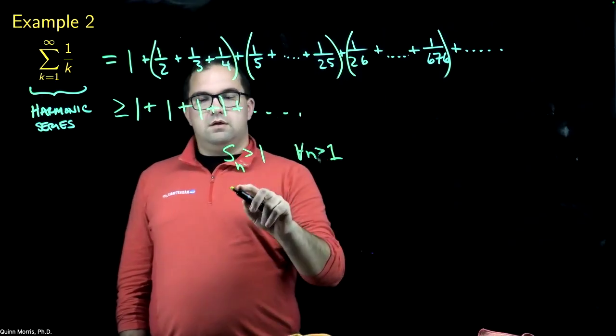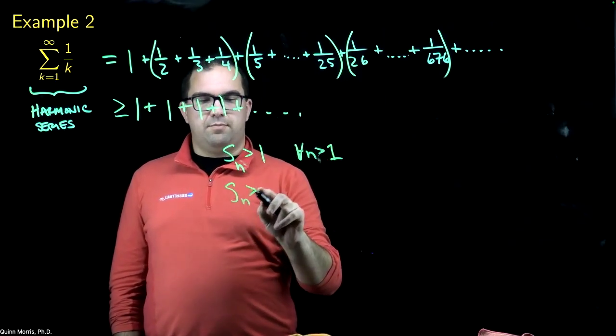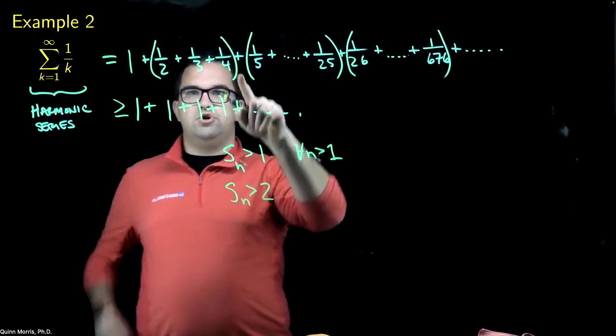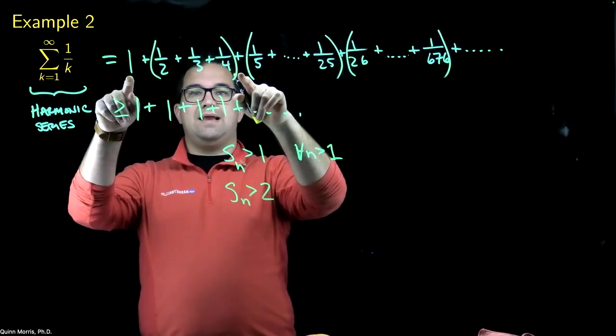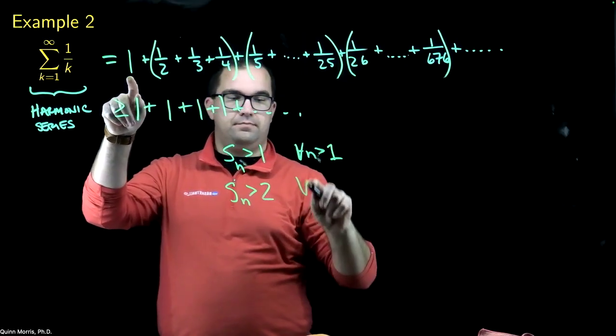Now, my sequence of partial sums will also eventually get bigger than 2. When will it get bigger than 2? Well, it has to be bigger than 2 by the time I get out past the 4th term.